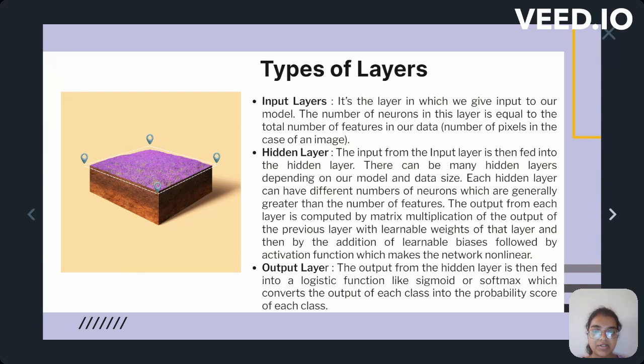The output from each layer is computed by matrix multiplication of the output of the previous layer with learnable weights of that layer, and then by the addition of learnable biases followed by activation function, which makes the network nonlinear. Output layer. The output from the hidden layer is then fed into a logistic function like sigmoid or softmax, which converts the output of each class into the probability score of each class.